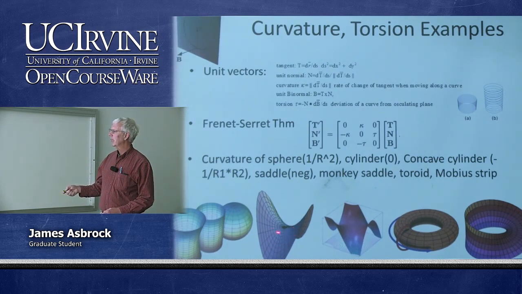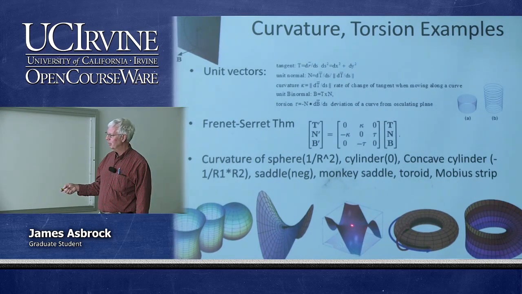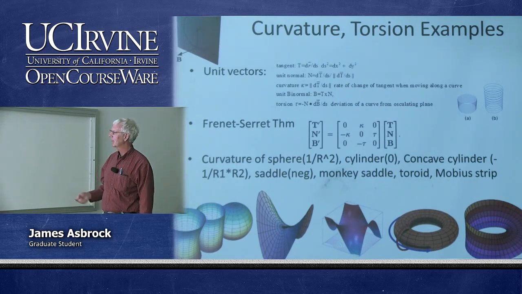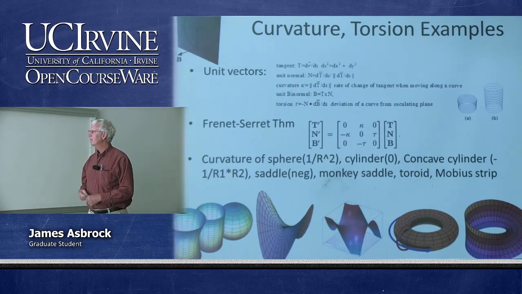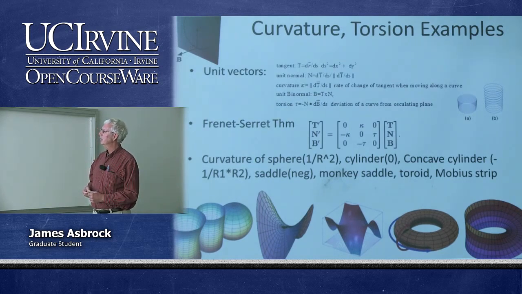And then these are the saddle, which has a negative curvature, and a monkey saddle. Actually, the curvature is 0 at one point right there in the middle. Otherwise, it has a negative curvature. The toroid has a positive curvature. And then the Möbius strip actually has 0 curvature, but it has this other property, orientability: if you take any vector, let's say it's pointed up, and go all the way around the surface, it's pointing down. So that's another invariant property called orientation or orientability of the surface.